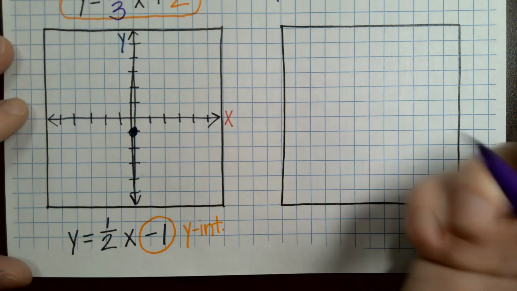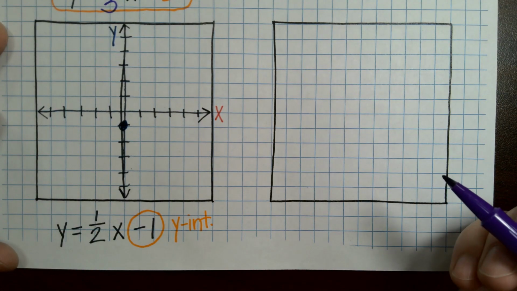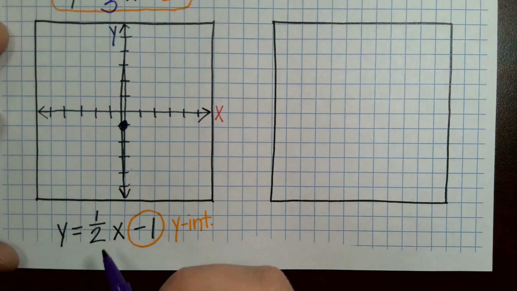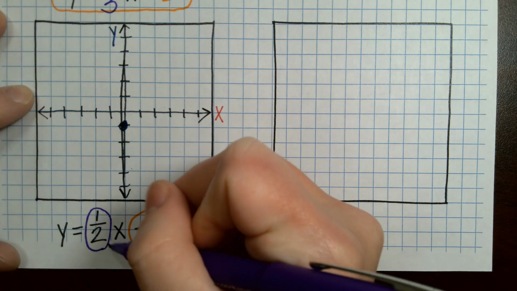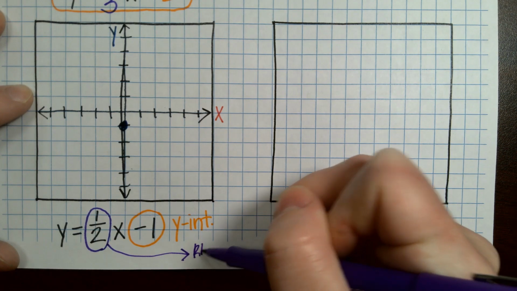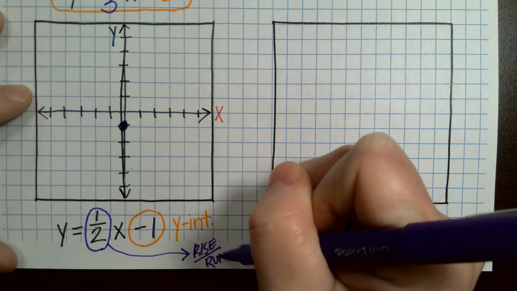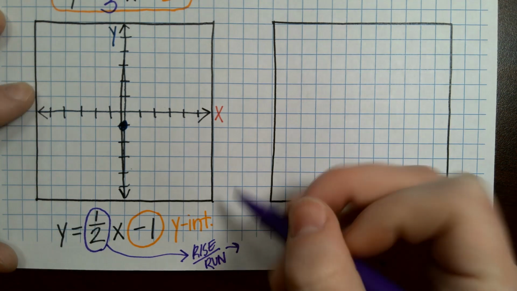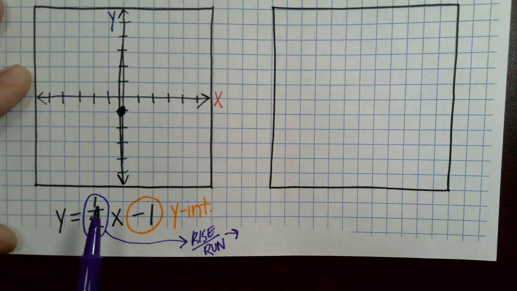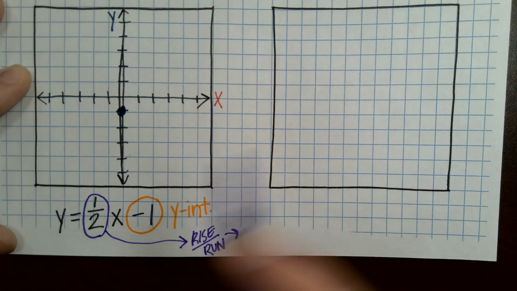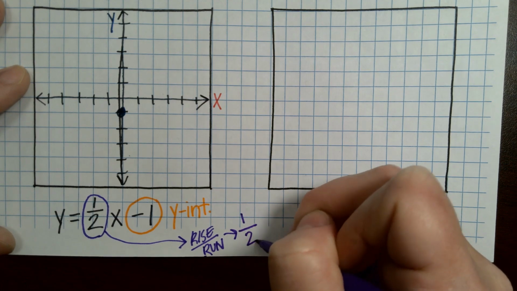Okay, once you've got that first point, let's look at our next part of our equation. What's our slope? 1/2. Good. So we're going to circle this, and if slope is rise over run, and our slope here is 1/2, what's our rise and our run going to be? Rise is on top, run, yeah, my rise is going to be 1, my run is going to be 2.